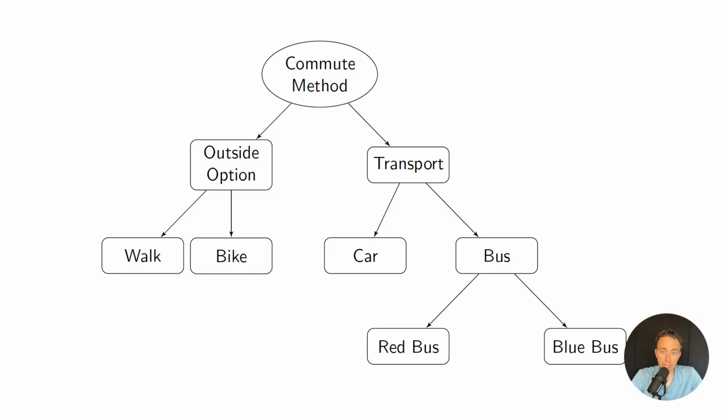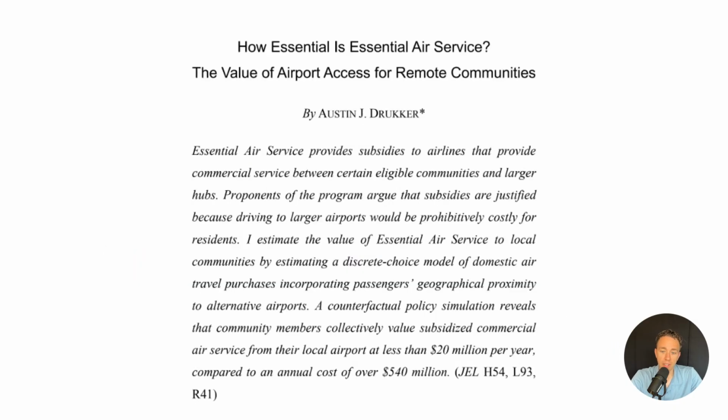Now let's jump into the paper. This paper's by Austin Drukker. I occasionally play tennis with Austin, so he's a good guy, and this paper is really interesting. So the title is How Essential is Essential Air Service? The Value of Airport Access for Remote Communities.